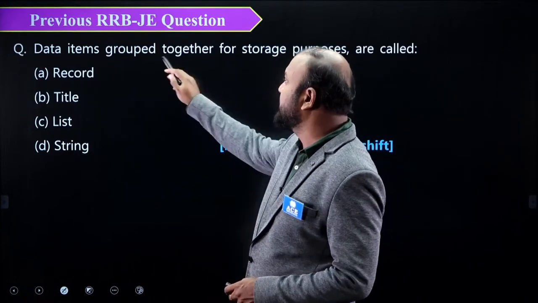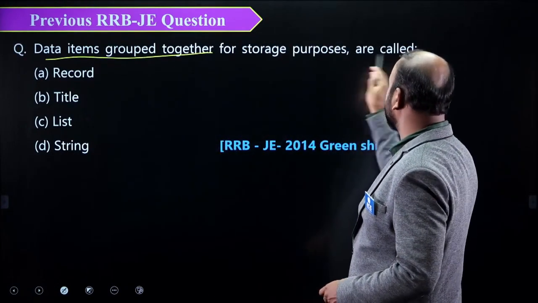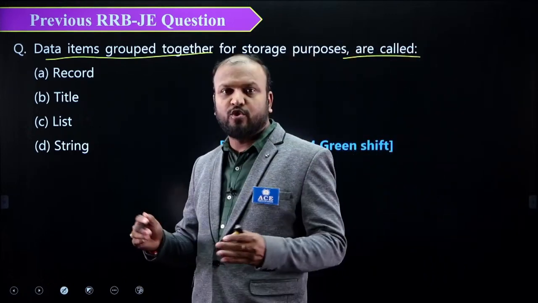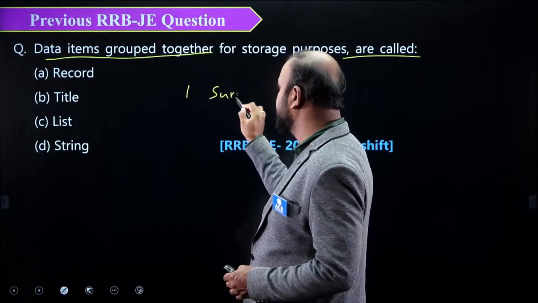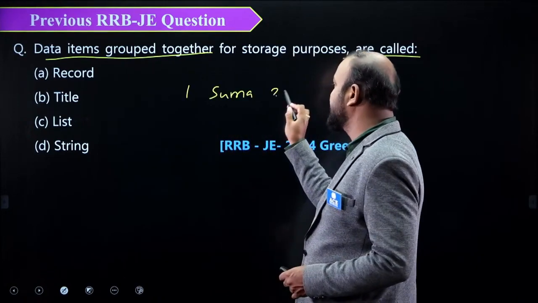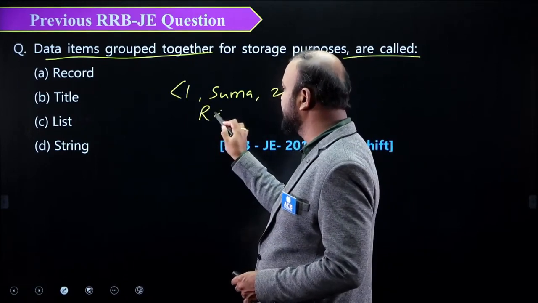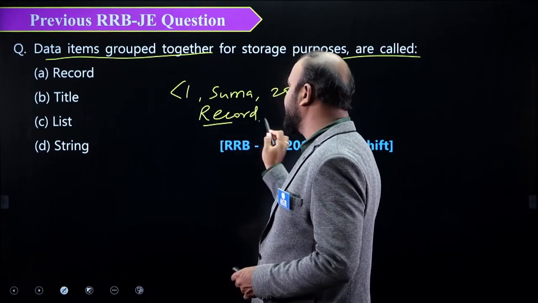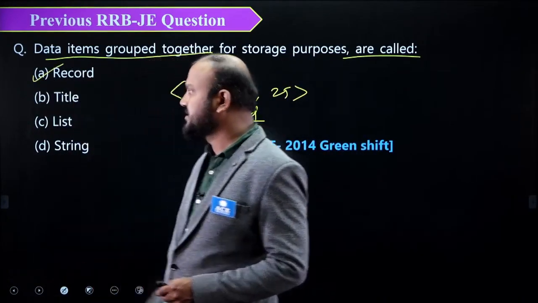Data items grouped together for storage purposes are called what? If data items are grouped together, like roll number 1, name Suma and marks 25, these data items are grouped together to form one record, or we call it one tuple. So what is the answer for this? Record.